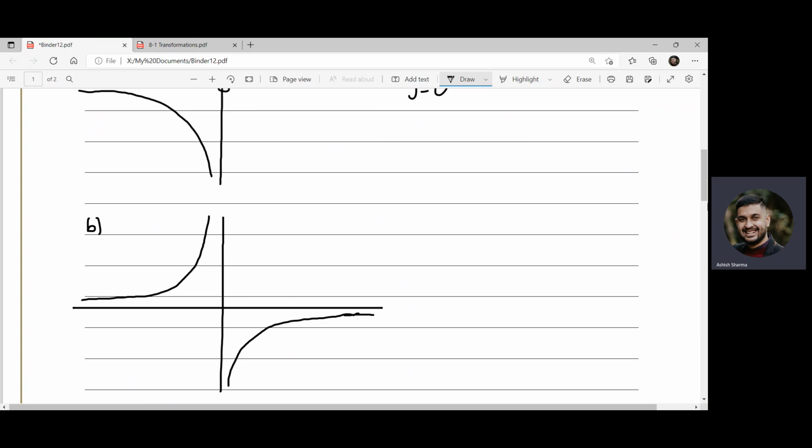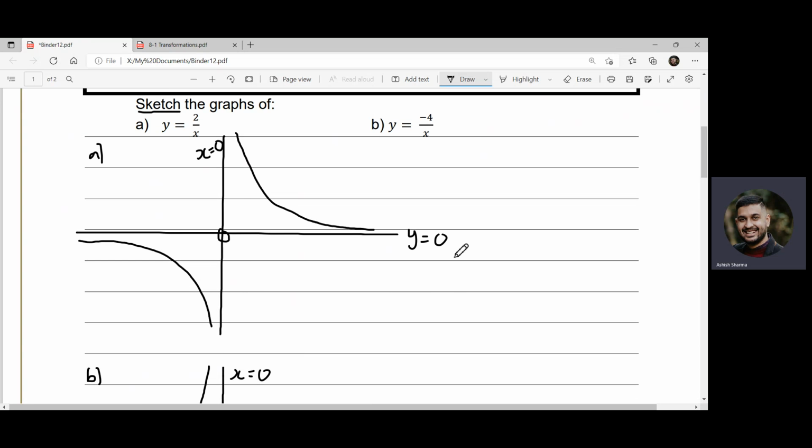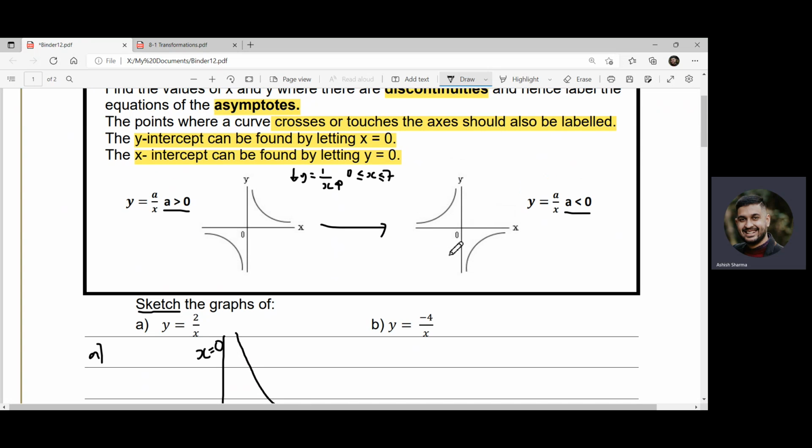And again, we need to have the asymptotes. So the y-axis is here, and it's given by the label x equals 0. And the x-axis is here. It's given by the label y equals 0. Okay, now we've got these sketches complete.